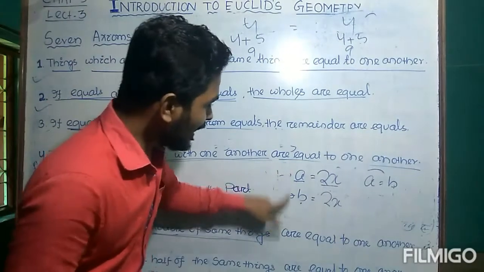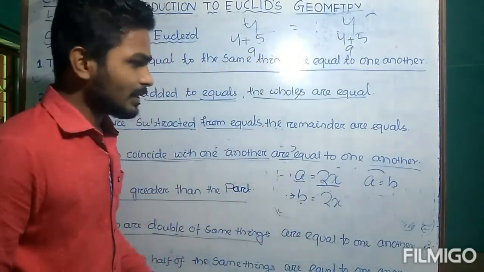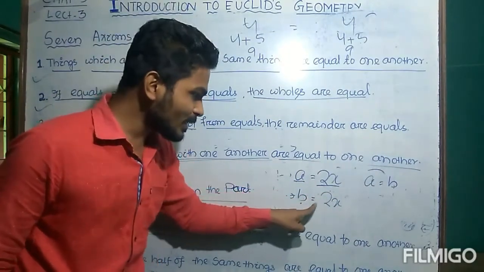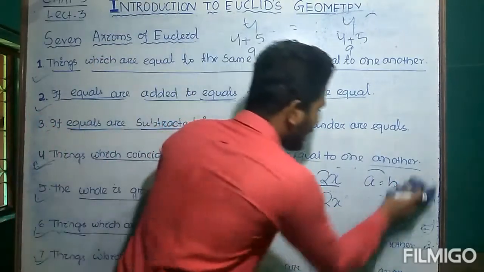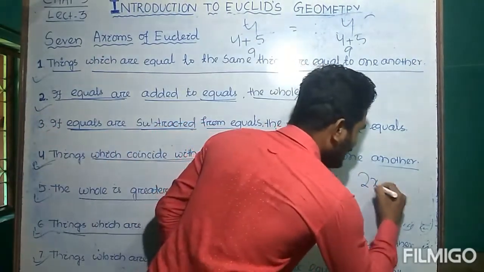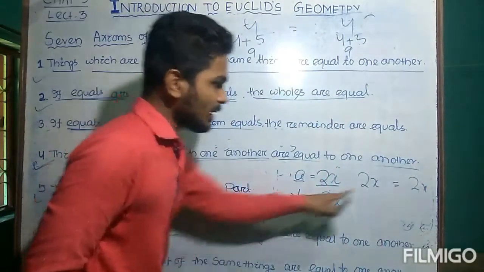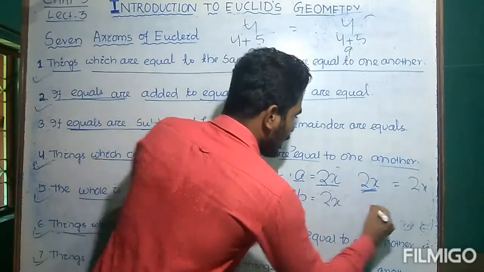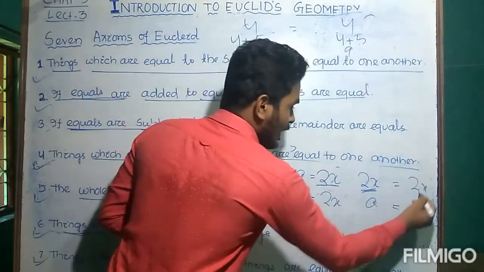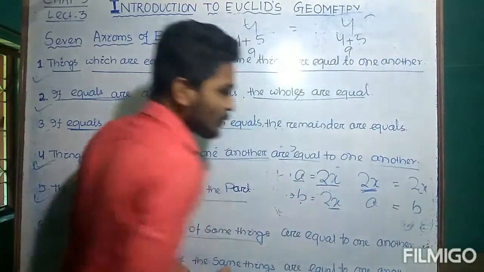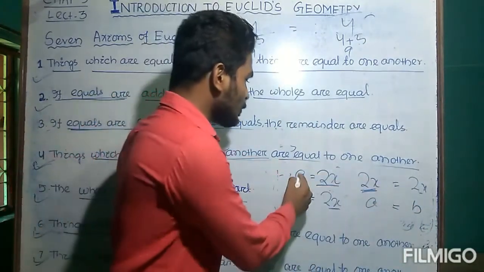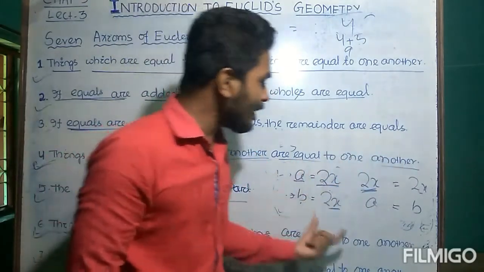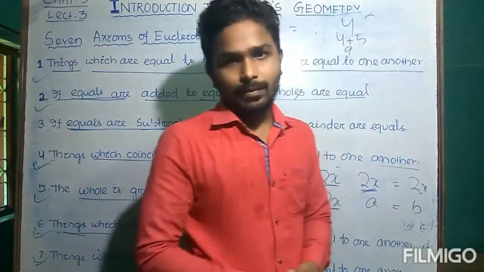See, if A is equal to 2x, that means A is double of X. Here also B is equal to 2x, meaning B is double of X. Then you know 2x is equal to 2x, because these are the same thing. Now in this 2x you can substitute A, and in the other 2x you can substitute B. So you conclude that if two things are equal to the double of the same thing, then those two things are equal.